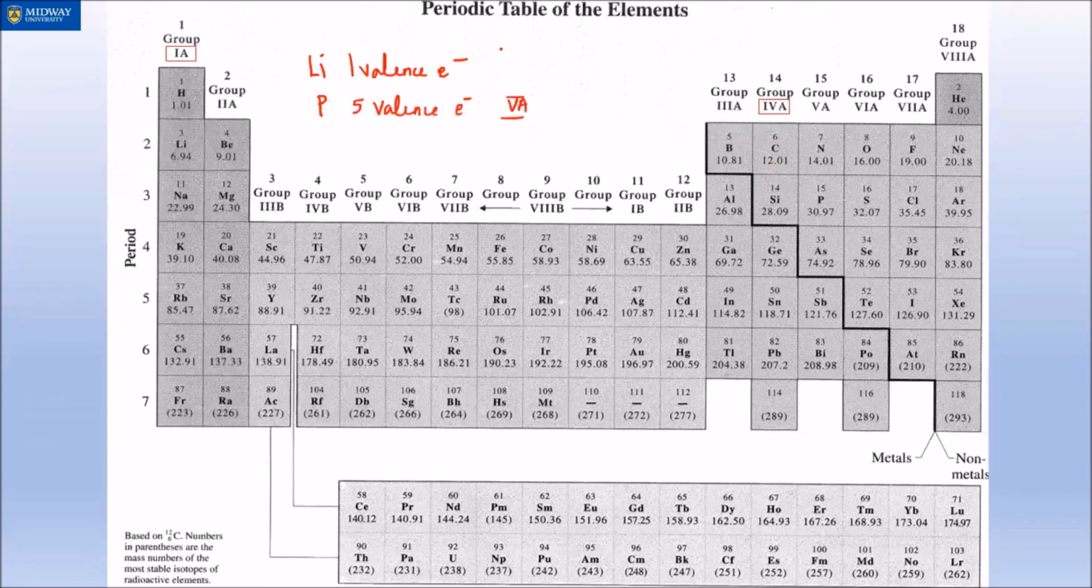And this is 1A, right? So you have to remember the Roman numeral from the periodic table. That's what you're going to use to solve these problems. Again, you're not memorizing it. You just have to remember, hey, this is what I need to use to solve the problem.